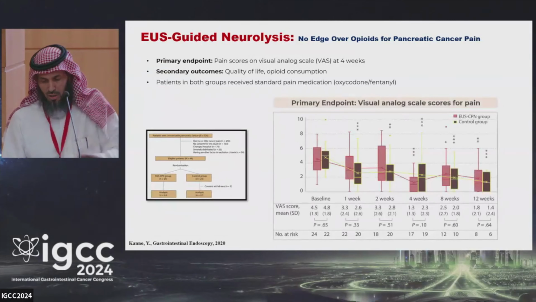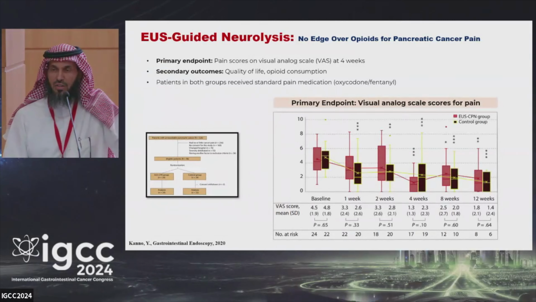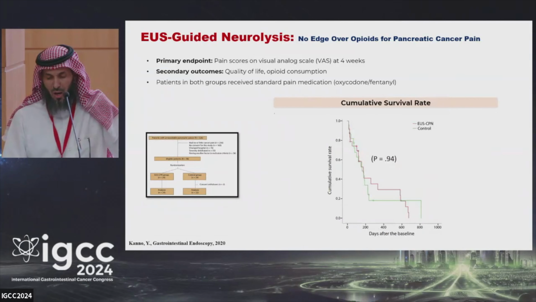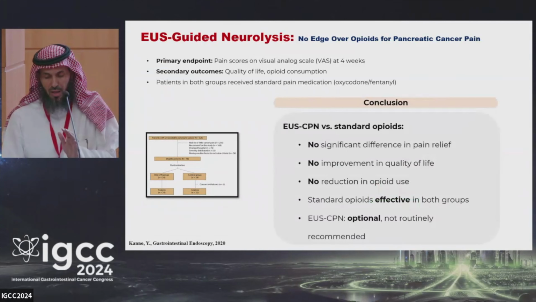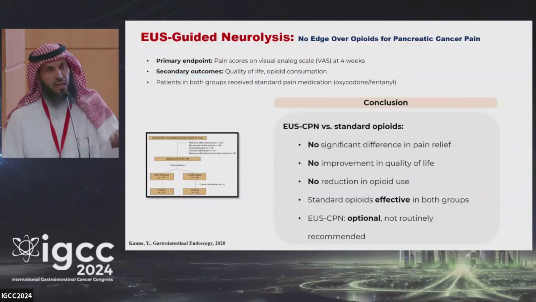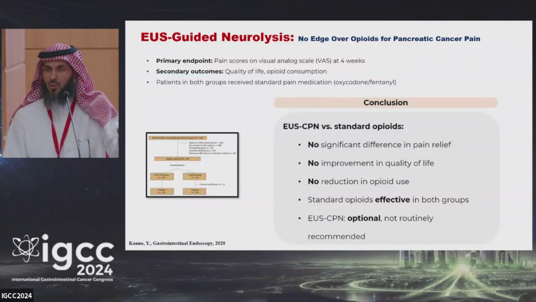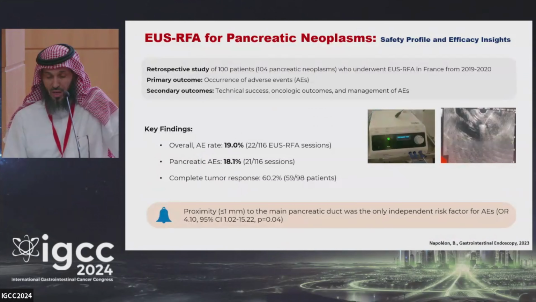I will not show this study, but the baseline pain was very different between groups, and there was no significant difference if you compare to the control for EUS. So now they recommend that you can either control the patient's pain or consider EUS neurolysis an optional treatment for your patients, not like before when it was very promoted as a good method to treat your patients.